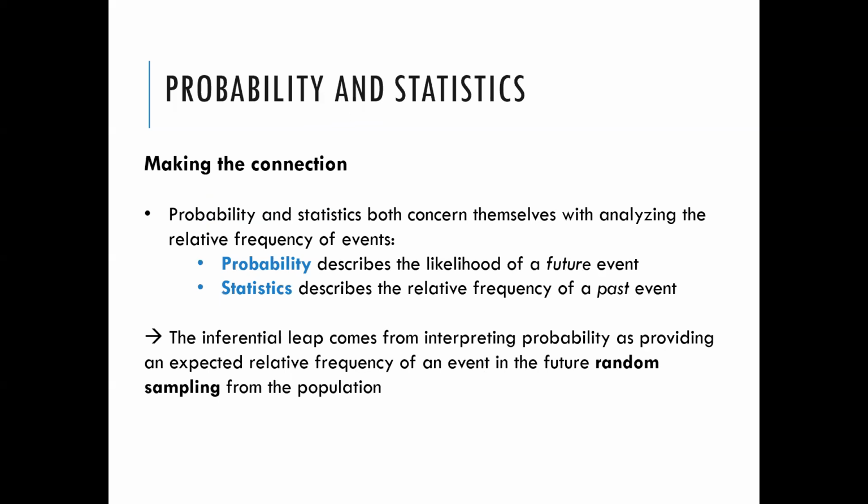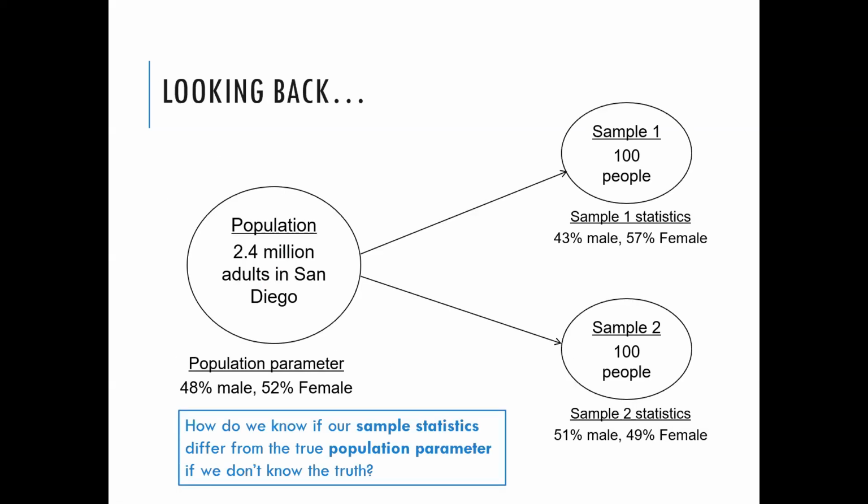Okay, so let's try to make the connection between probability and statistics. Remember, they're different, but they're very much related. They both concern themselves with analyzing the relative frequency of events. But probability describes the likelihood of a future event, whereas statistics describes the relative frequency of a past event. So the inferential leap comes from interpreting probability as providing an expected relative frequency of an event in the future random sampling from the population. So what does that mean?